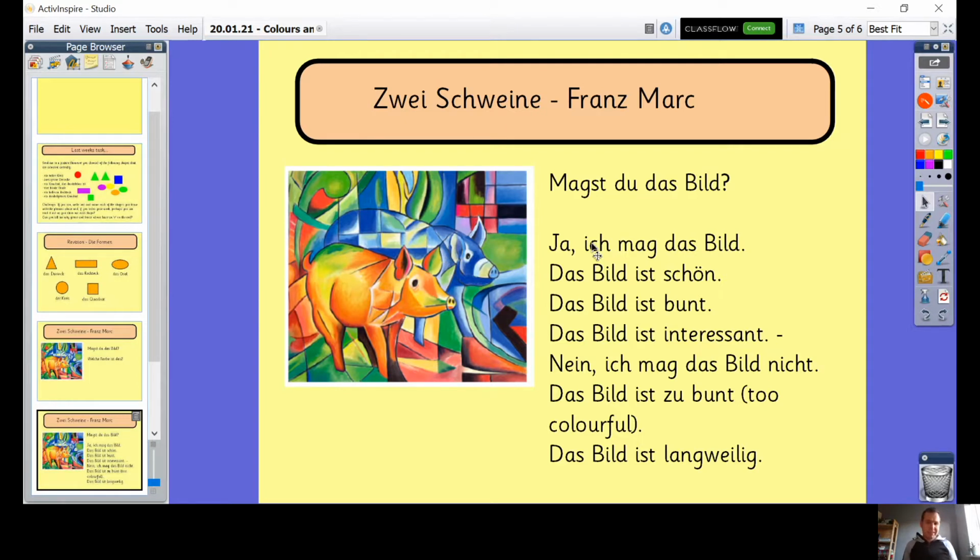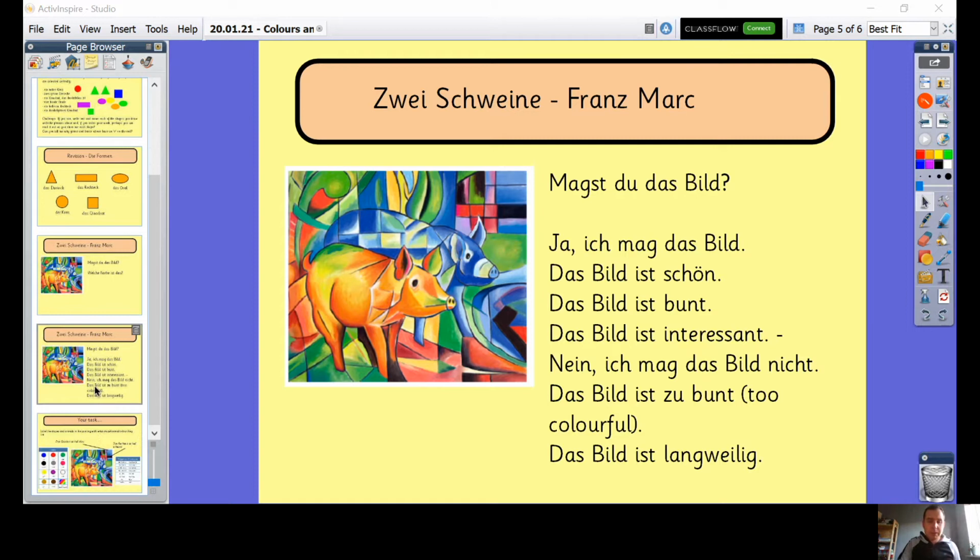Or you might say nein. Ich mag das Bild nicht. No, I don't like the picture. And I think I remember saying to you, just remember the word order here. Nein, ich mag, I like, das Bild, the picture, not. Okay. Das Bild ist zu bunt. The picture is too colourful. Oder das Bild ist langweilig. Okay, the picture is boring. So we're going to be thinking about those, and we're going to be using those for our writing next week.